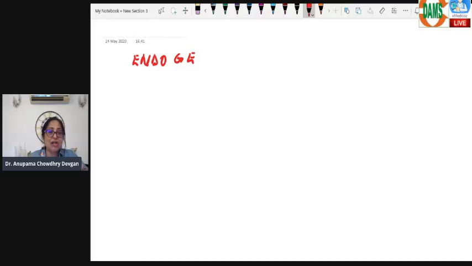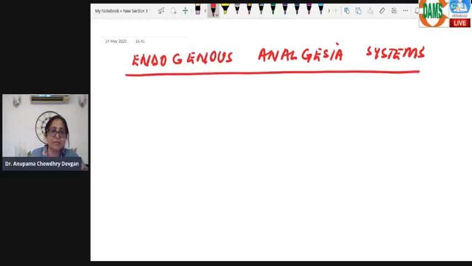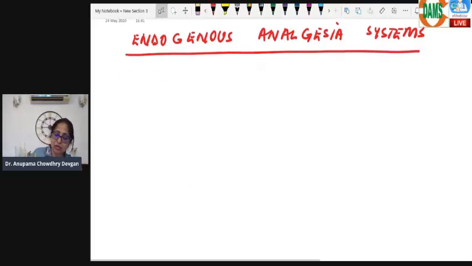AGM, substantia gelatinosa of Rolando. Now you have the endogenous analgesia systems. What are the endogenous analgesia systems? Endogenous analgesia systems means we have mechanisms within the body for controlling pain, right? Now, let us see what the endogenous analgesia systems are.